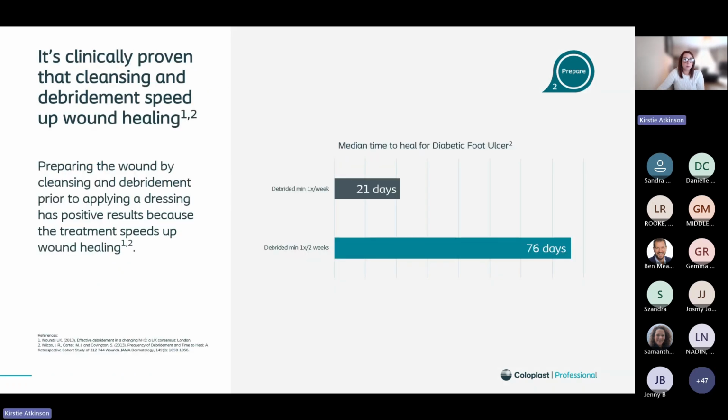It has been clinically proven that cleansing and debridement can speed up wound healing, and the graph on your screen is a snapshot from the Wilcox study done in 2013. It showed that if you debrided a wound once every 2 weeks, the average healing time was 76 days. But by adding an extra debridement session, going from once every 2 weeks to once a week, the healing time reduced to 21 days. So it is clinically proven to speed up wound healing.